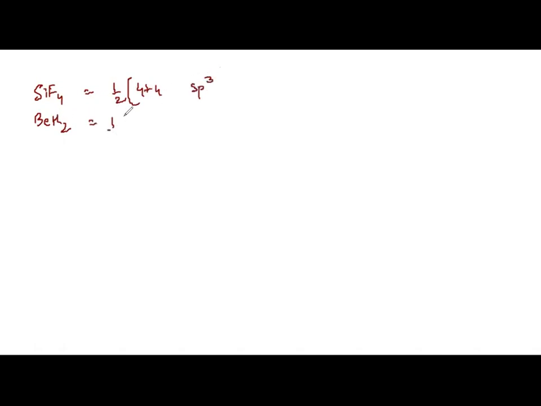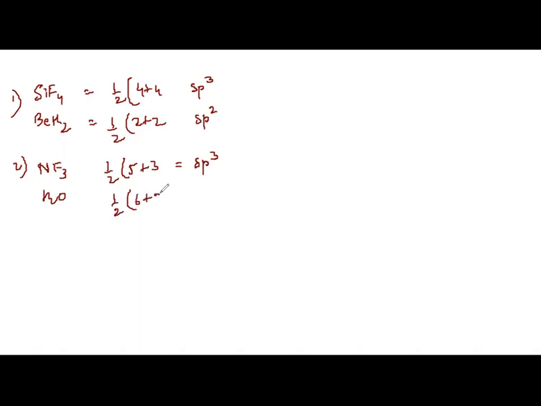BeH2, half. Beryllium, its valence electrons are 2. It is bonded to 2. So 2 plus 2 is 4, by 2 it is 2, sp. This is the first option. Second option, NF3 and H2O. Half, nitrogen 5 plus 3, 5 plus 3 is 8, 8 by 2 is 4. So it is sp3 hybridized. H2O, half, the central atom is oxygen, 6 plus 2 is 8, 8 by 2 is 4, sp3 hybridization.